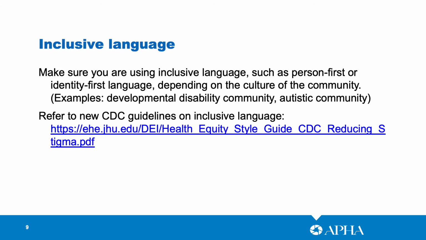Make sure that whenever you're speaking about disability in your materials, you are using inclusive language. I encourage you to refer to the CDC guidelines website and also to check with members of various disability communities on the kind of language they prefer to be used. For example, the developmental disability community prefers to use person-first language and say people with developmental disabilities, whereas the autistic community broadly prefers identity-first language and for people to say autistic people. In general, it's great to do your research beforehand.